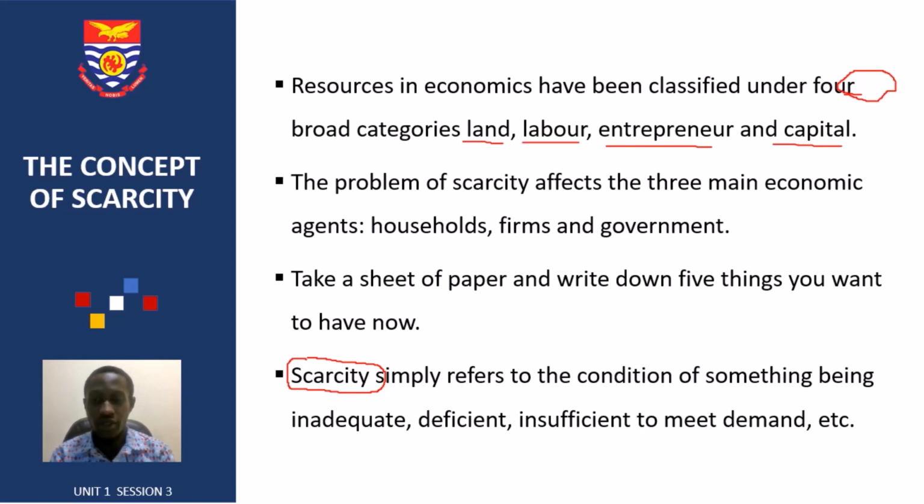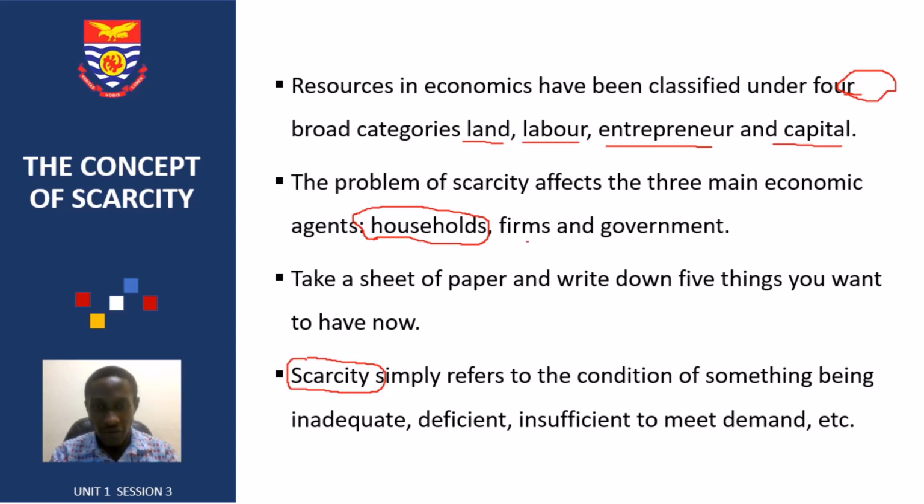So when we are talking about resources in economics, we are talking about land, labor, entrepreneur, and capital. And actually the problem of scarcity affects the three main economic agents. So we are talking about economic agents. We are talking about households, and households include individuals. I am part of a household. You are also part of a household. So we are talking about you, the individuals, and the household.